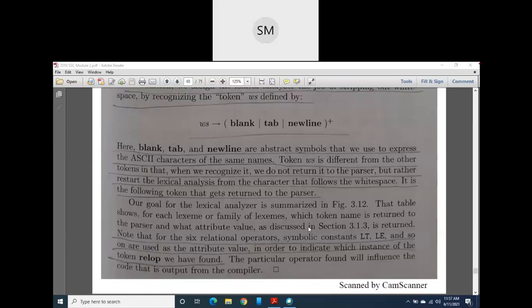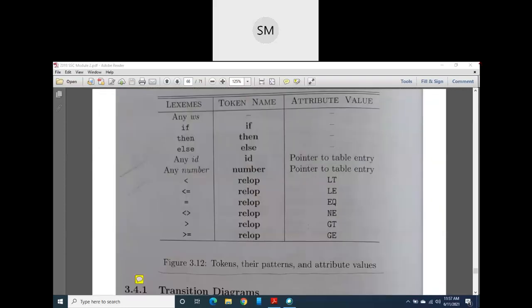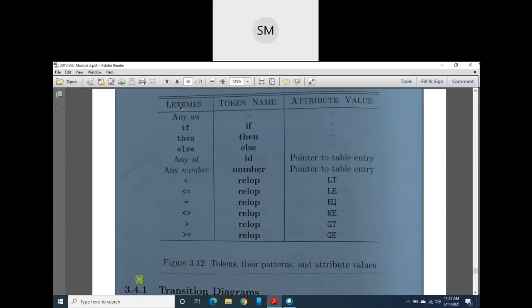So such values we are going to take as attribute values. Okay, so then we will see some lexemes and their token names and attribute values. For the lexeme white space, we have not given any token name here and it doesn't have any value since it is a blank space. Then for the lexeme if, the token name itself is if, and the attribute value is not necessary. Then is a lexeme and the token name is also then, and no attribute value is necessary. And else, the token name is also else, no attribute value is necessary.